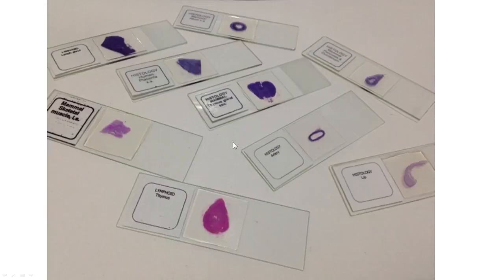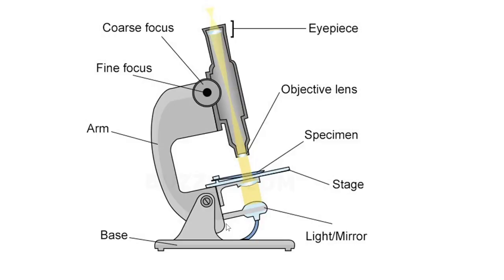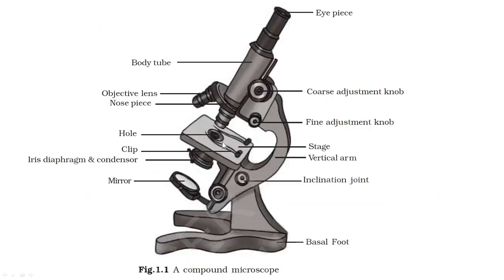So this is the basic mechanism. We will use specimens, like cells, bacteria, blood cells, body tissues. The specimens are located on glass slides, for example a lymphoid tissue or a thymus cross section. You have to place the slide on the stage and use the clip to hold it.